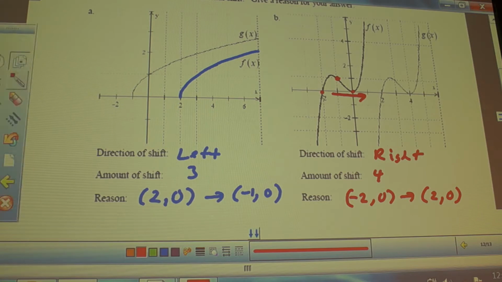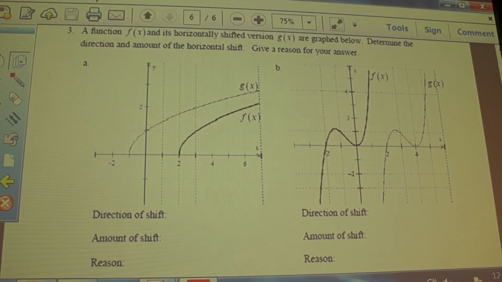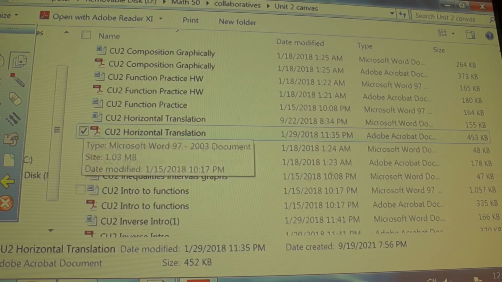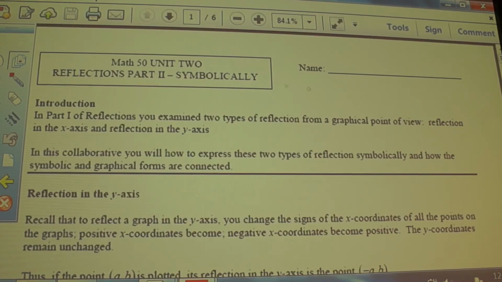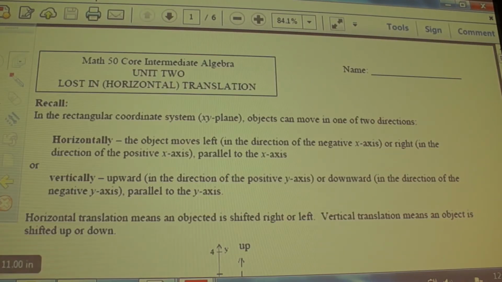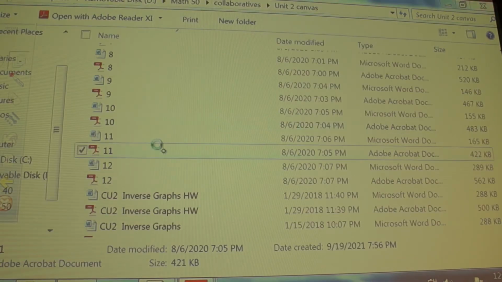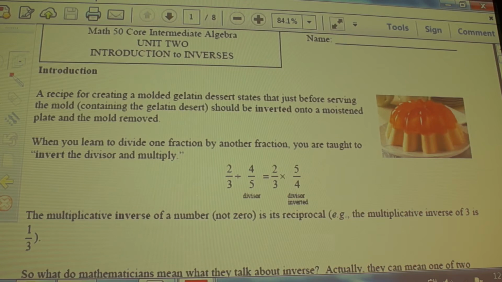Okay, great. So now we're going to take a look at our next handout, the one you guys just got, which is inverses. Intro to inverses.